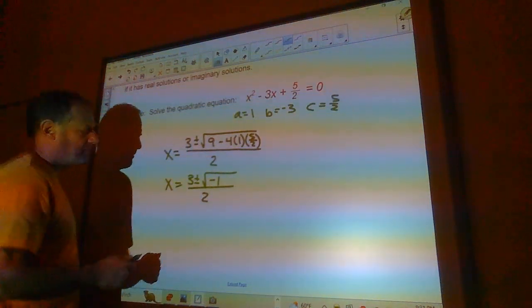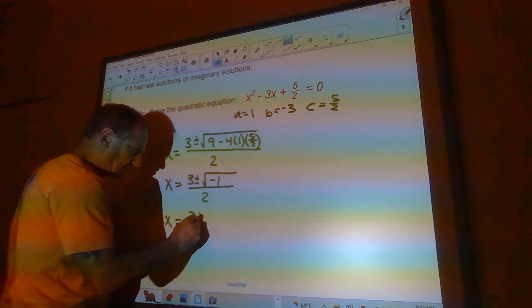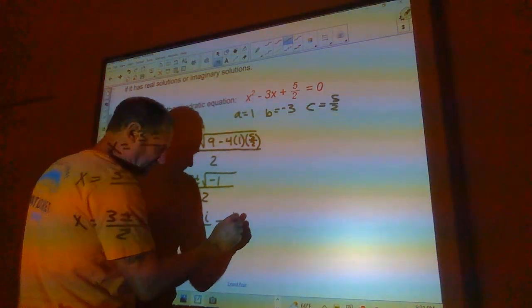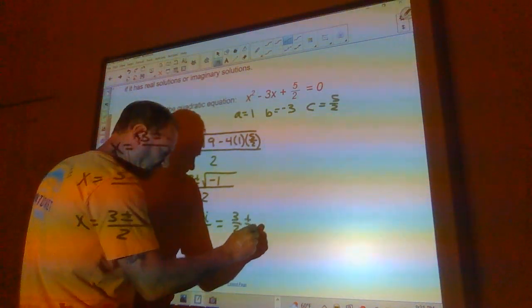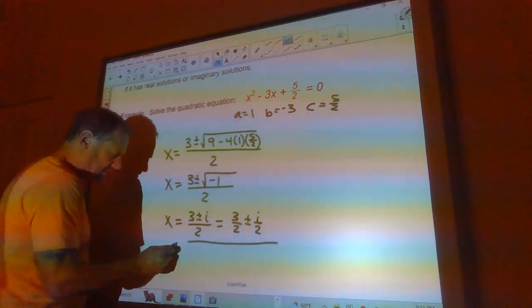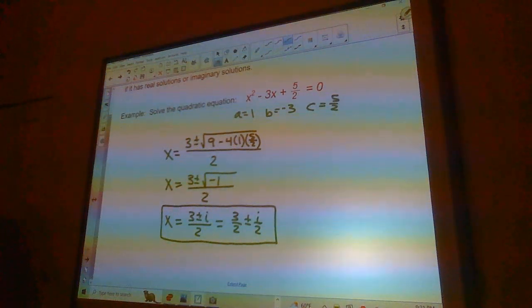Now we just got done doing complex numbers, so we know this is i. So x is going to equal 3 plus or minus i divided by 2, or sometimes more convenient to write it like this, 3/2 plus or minus i over 2. Either one of these is correct and acceptable. So piece of cake there.